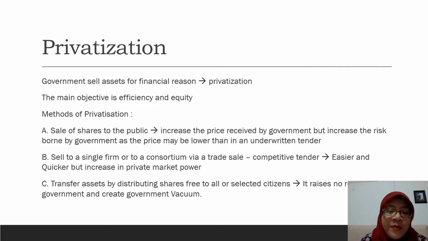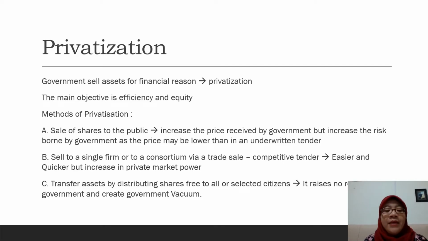There are three methods of privatization: sale of shares to the public, sale to a single firm or to a consortium via trade sale, and transfer of assets by distributing shares free to all or selected citizens. The first one, selling shares to the public, usually increases the receipts of the government, but also increases the risk borne by the government.